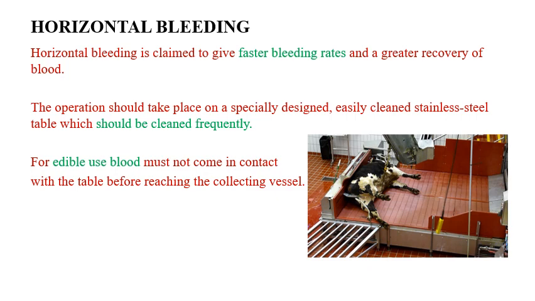Horizontal bleeding. This is the bleeding done when the animal is lying on a surface. Horizontal bleeding is claimed to give faster bleeding rates and greater recovery of blood. The operation should take place on a specially designed, easily cleaned stainless steel table, which should be cleaned frequently, that is after every animal's bleeding is over. Sometimes blood is used for edible purposes or for many other scientific and technical purposes. In such a case, the blood must not come in contact with the table before reaching the collecting vessel. The blood should be directly collected in the collecting vessel. The arrangement and device should be made in such a way.